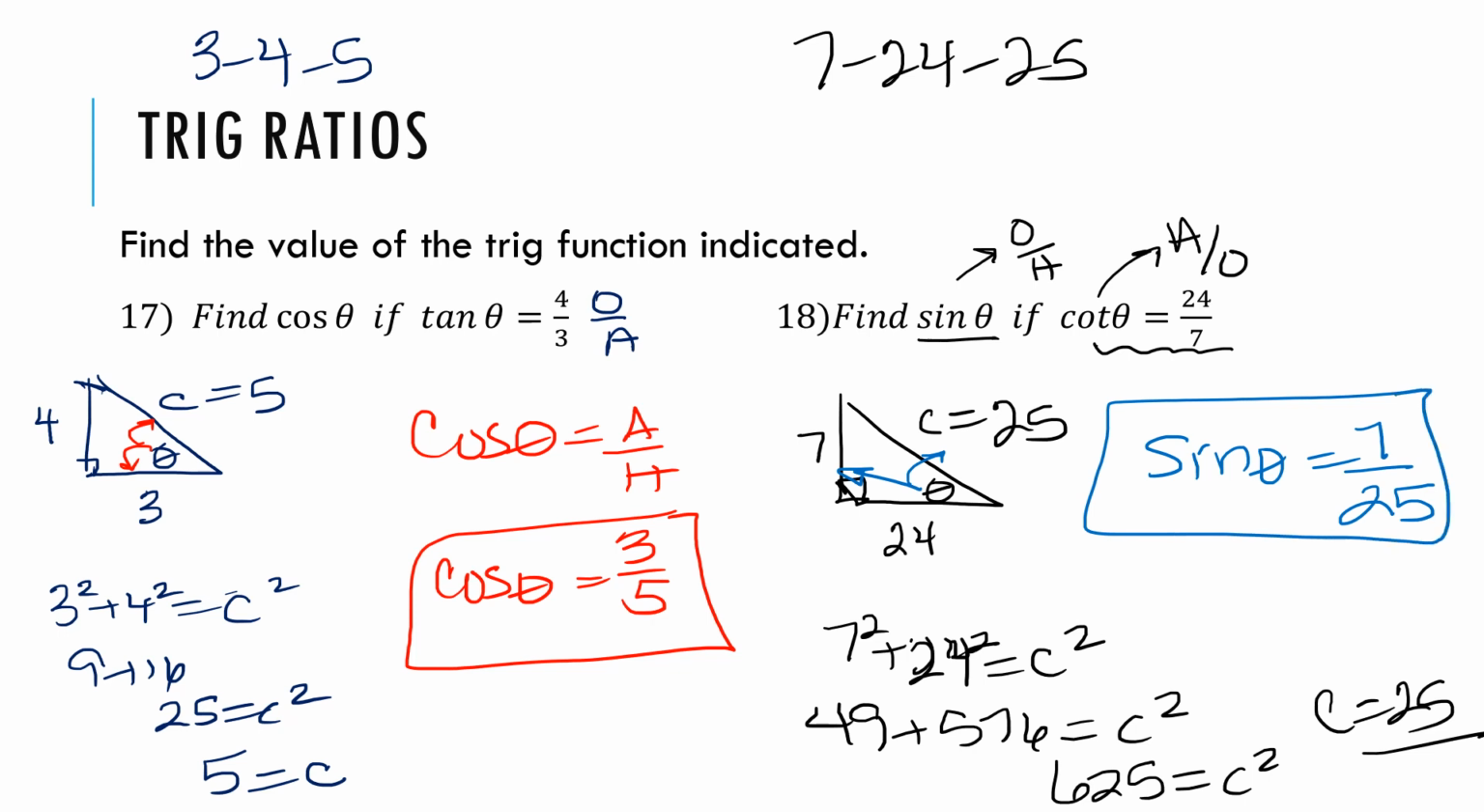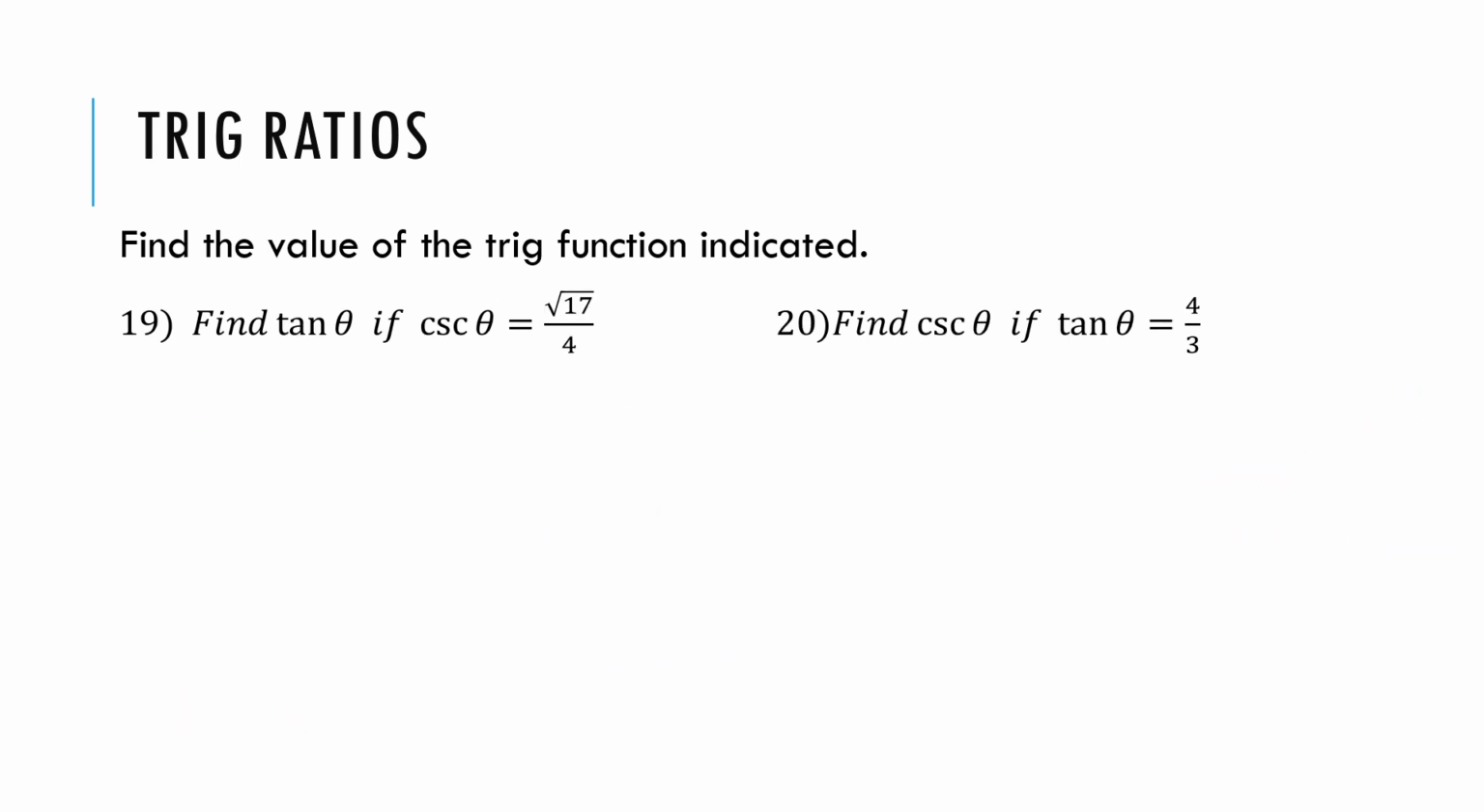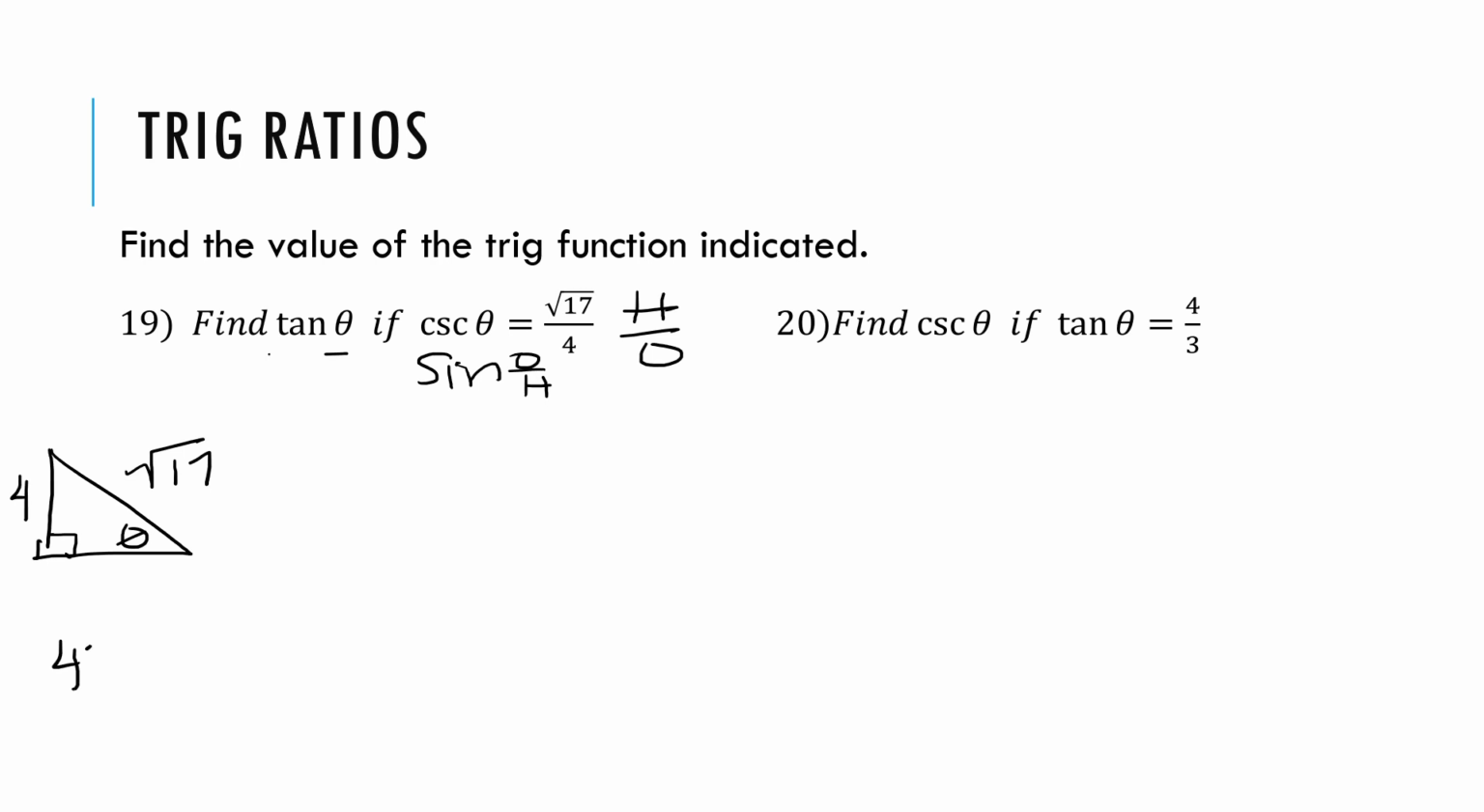Good job, guys. We are on the last two examples. Here we go. We're given cosecant of theta, and we have to determine tangent. So cosecant is the reciprocal of sine, and sine is opposite over hypotenuse, so cosecant is hypotenuse over opposite. Sketch our picture. Hypotenuse is going to be square root 17, and opposite is going to be 4. We are going to use the Pythagorean theorem to solve for the missing side length so that we will have the adjacent value next to theta.